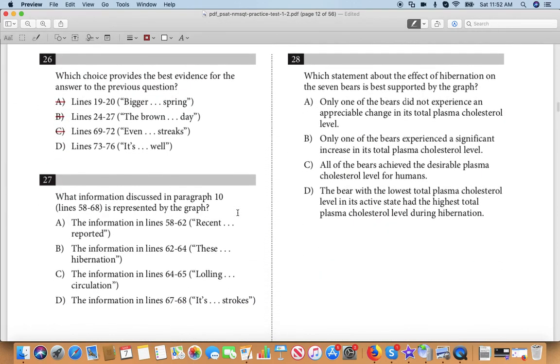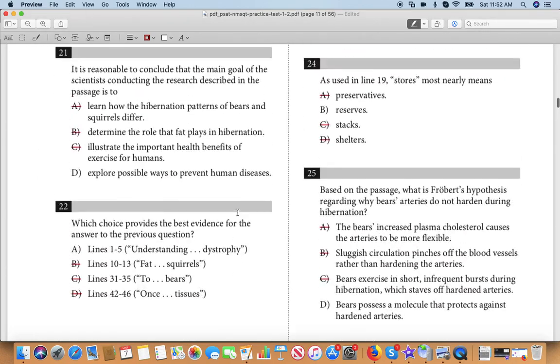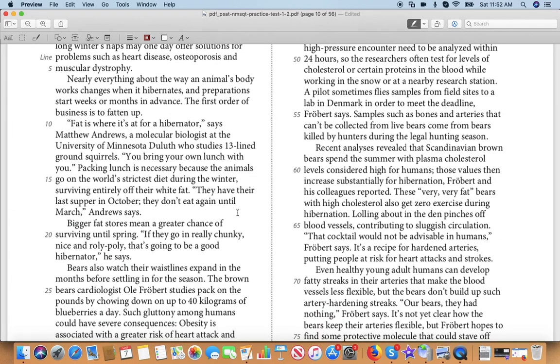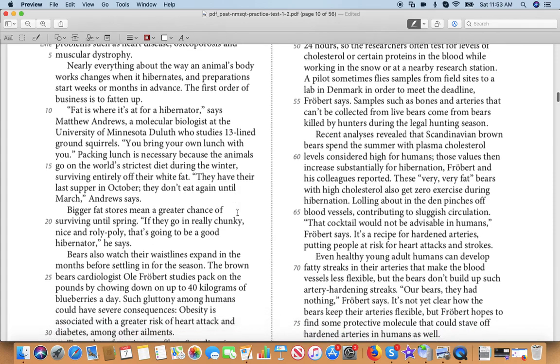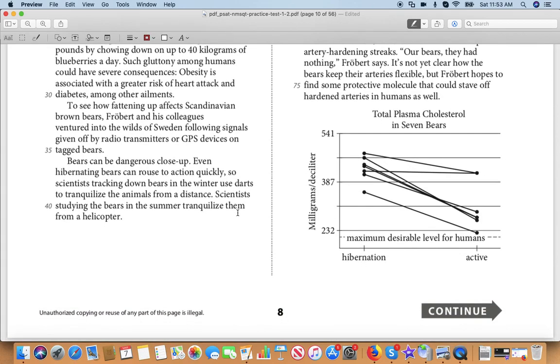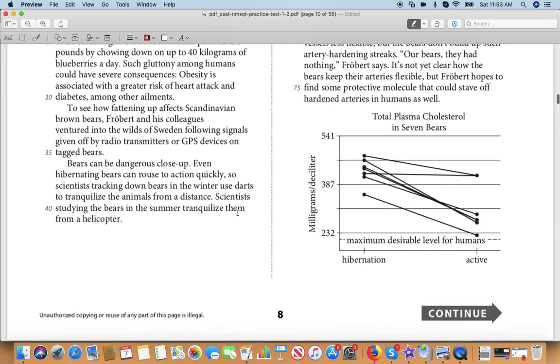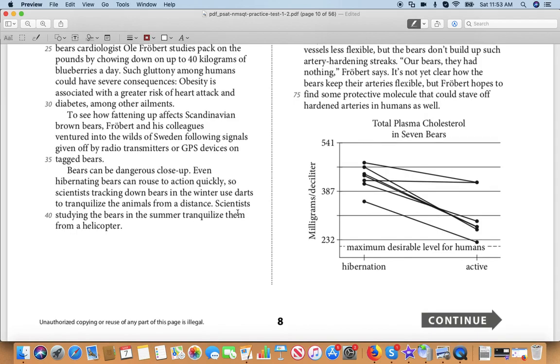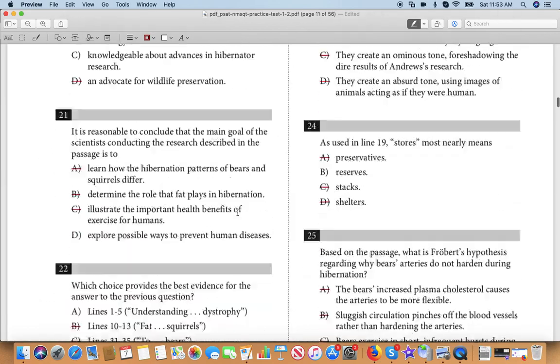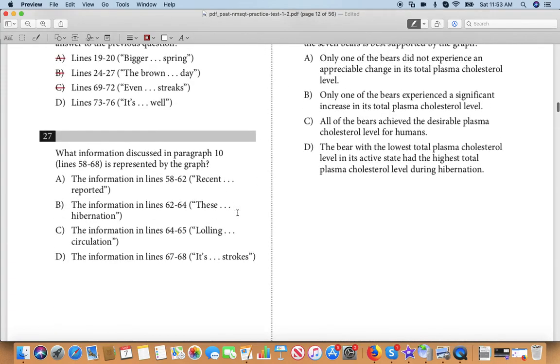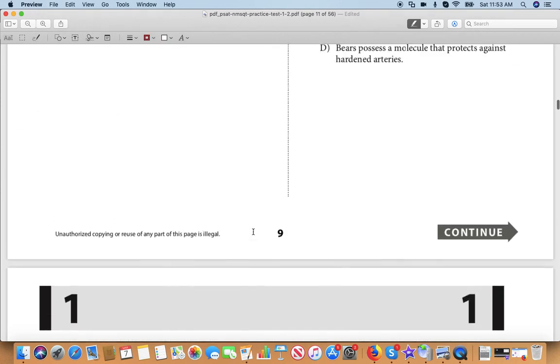Okay, let's keep it. Go to read B, 62 through 64. Frober and his colleagues reported these very fat bears with high cholesterol also get zero exercise during hibernation. Okay, do we see that information represented in the graph? It doesn't say anything about exercise. It sure doesn't, does it? No. So what do you think about B? I don't like it. I don't like it either. Get rid of it.